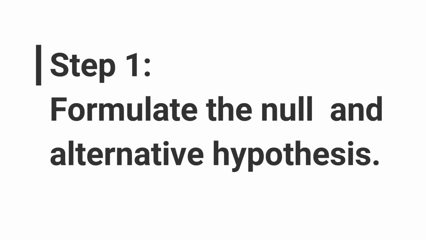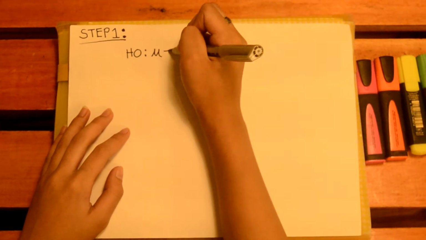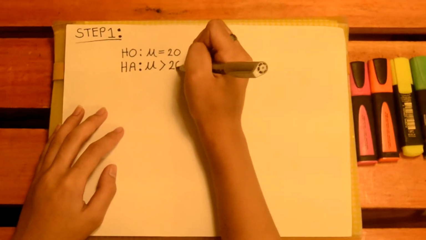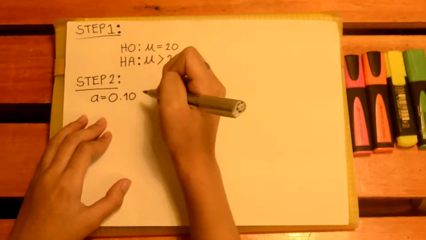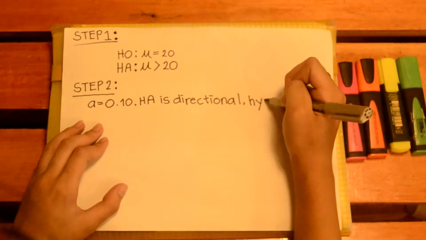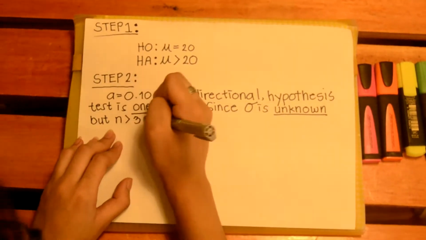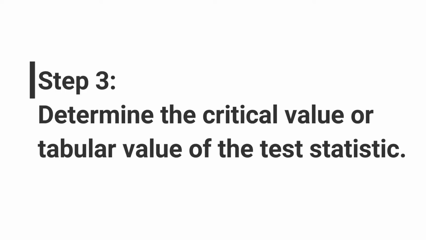Step 1. Formulate the null and alternative hypothesis. Step 2. Identify the level of significance and the appropriate test statistic. Step 3. Determine the critical value or tabular value of the test statistic.